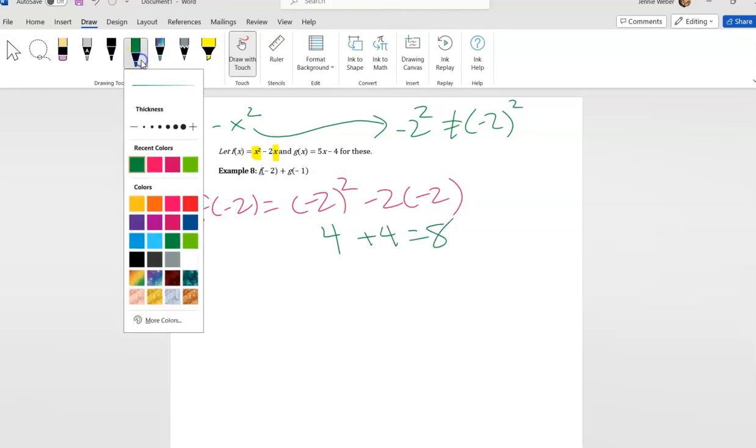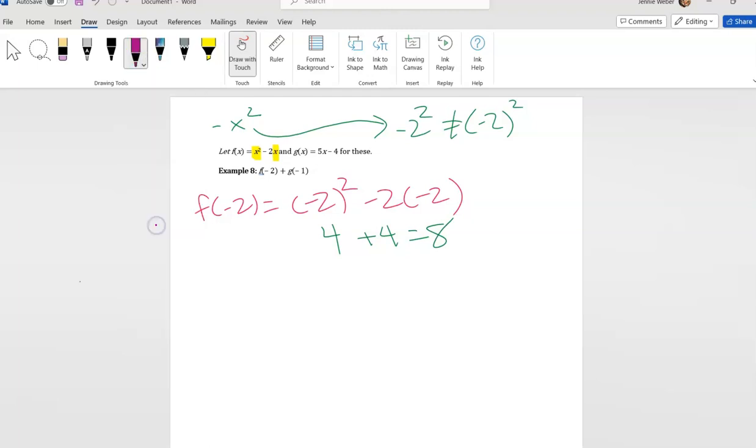So this is 8. Now I'm going to come down and do the next one. I need to do g of negative 1. So 5 times negative 1, again in parentheses. And remember, this is just multiplication. So negative 5 minus 4, that's negative 9.